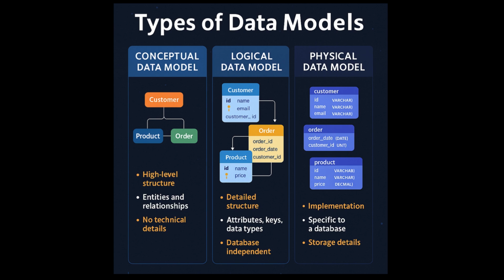In this section, we'll explore the three core types of data models that form the foundation of any data architecture. Keycap 1: Conceptual Data Model. This is the big picture view. It's used by business stakeholders and data architects to define the what of the data. What entities exist? What relationships connect them? What are the key business rules? No technical details here, just a high-level structure that helps align everyone's understanding. Example: entities like customer, product, and order, with lines showing their relationships.